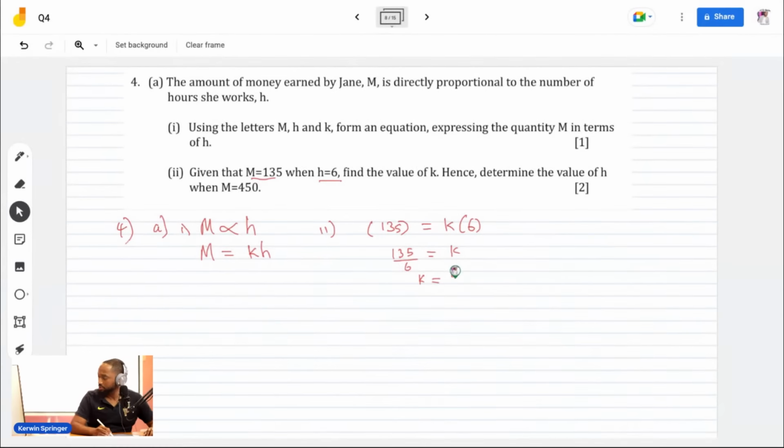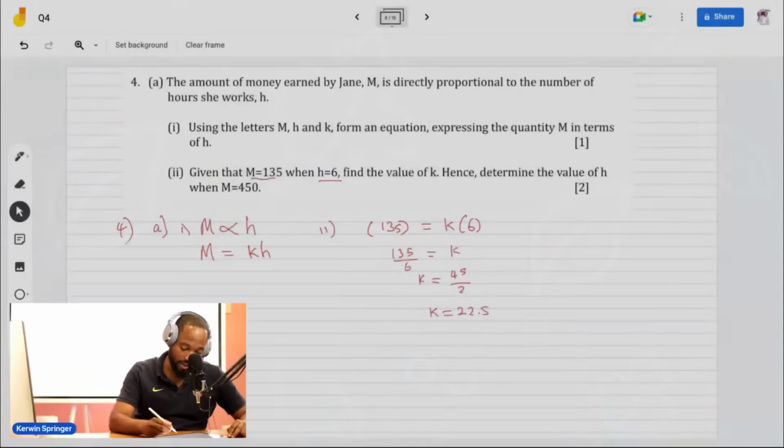So K is 45 over 2, making fractions, and I like that too. Or it could also be 22.5. And that is some kind of unit, a unit of money over hours. But they didn't really talk about units here, so they're not supposed to take away marks for no units here, right?